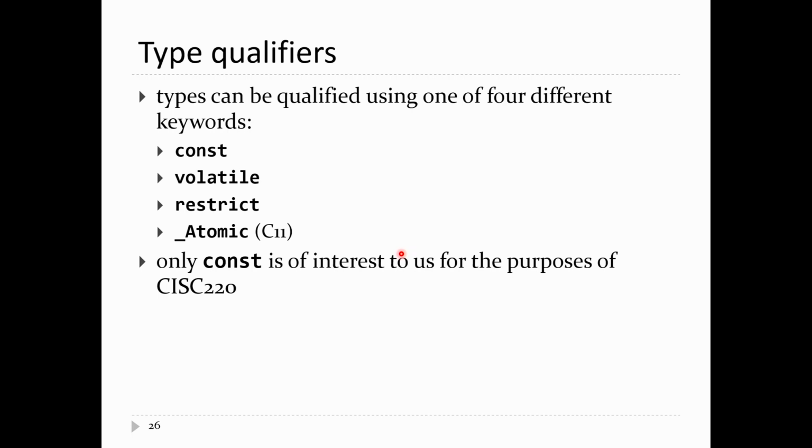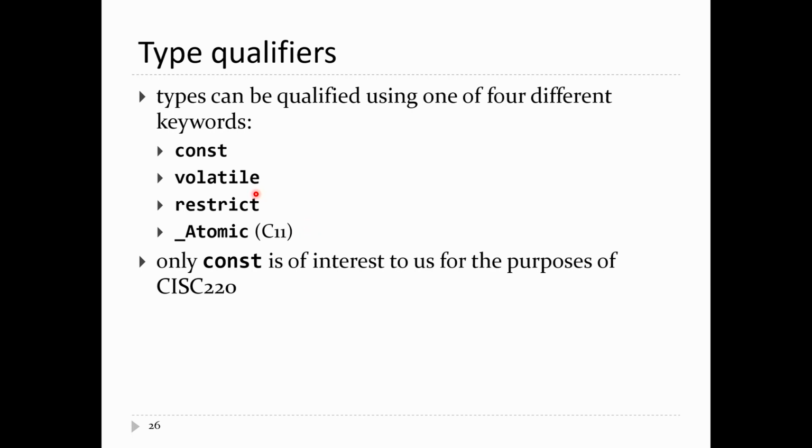Type qualifiers. So far all the types that we've looked at have just been plain old types, so int, unsigned int, pointer to int, something like that. You can qualify the types. There are 4 qualifiers you're allowed to use in C, where the fourth one is newish; it came in C2011. The 4 qualifiers are const, volatile, restrict, and atomic. The only one that we care about is const in this course.